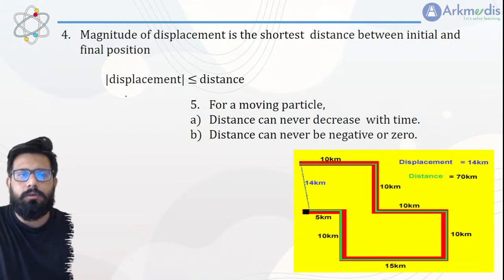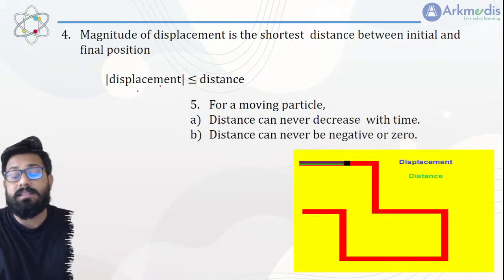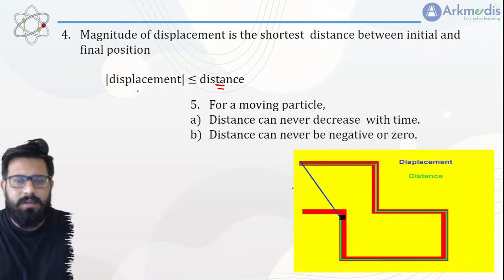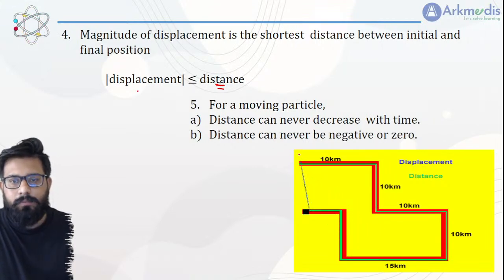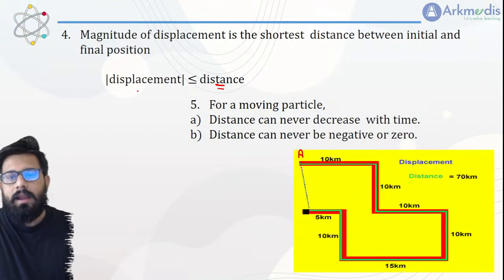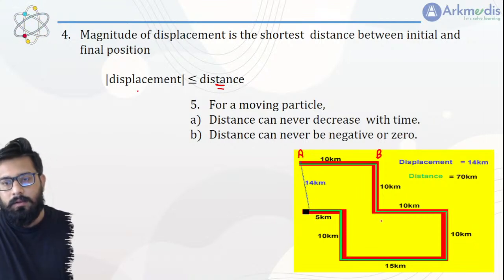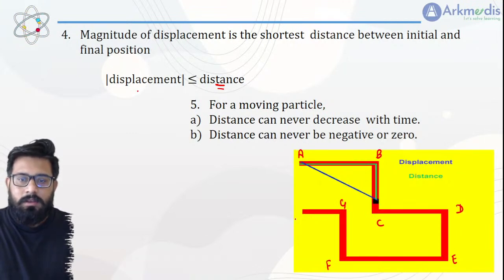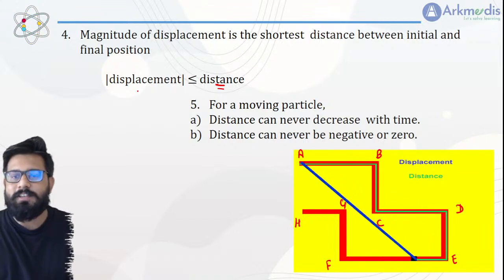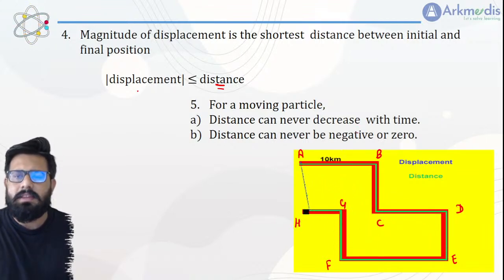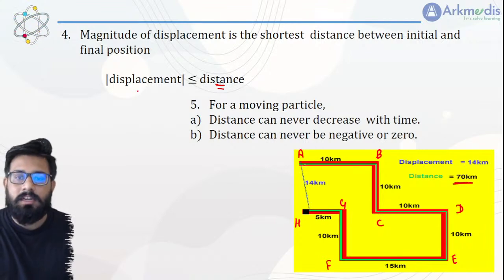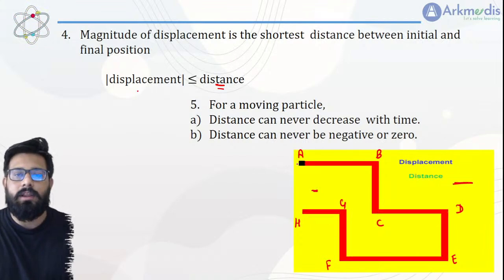If we talk about the magnitude, so definitely the magnitude of the displacement is something lesser than that of distance. And for this I have this animation, as you can see here. If an object starts from this point A, okay, and it goes to this B, then C, then D, E, F, and G, H, right? So the final position comes out to be H. The initial position is A and the final position comes out to be H. So in that case, what is happening? The total distance covered is 10, 10, 10, 10, 15, 10 and 5. It comes out to be 70, but the total displacement is, you can see, 14 kilometer only, the shortest distance.